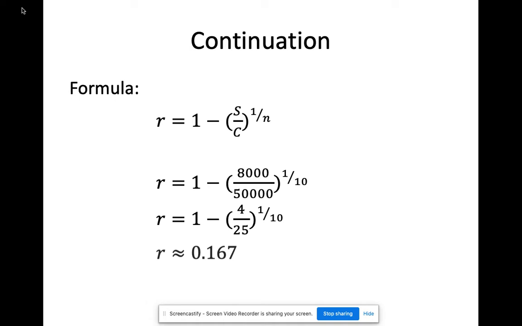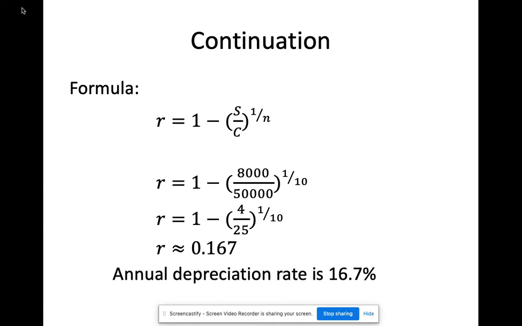So R is approximately equal to 0.167. So approximately, the annual depreciation rate that the hospital was using is about 16.7%. So it's going to be decreasing 16.7% every year for 10 years.